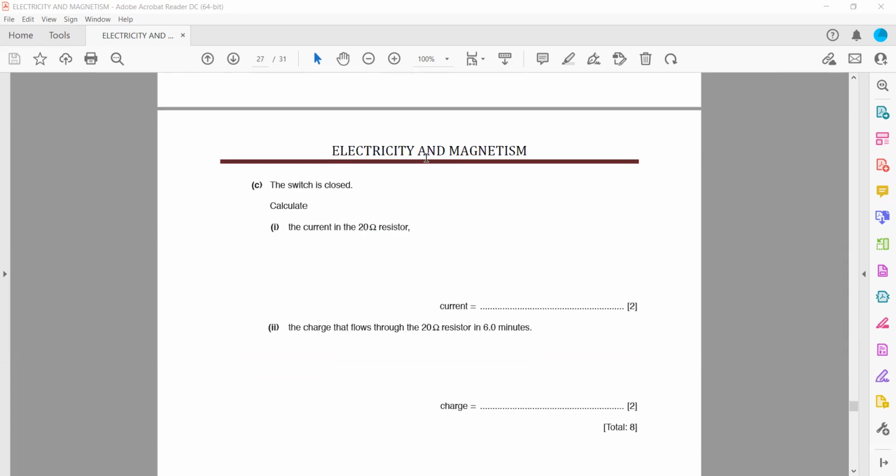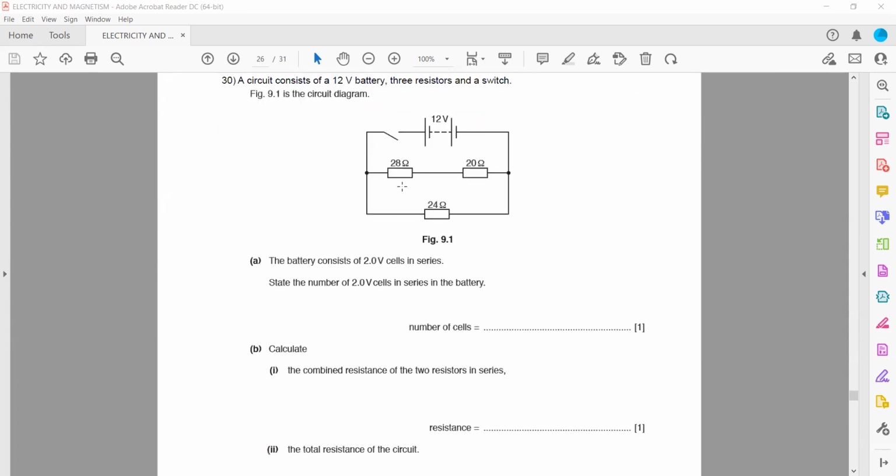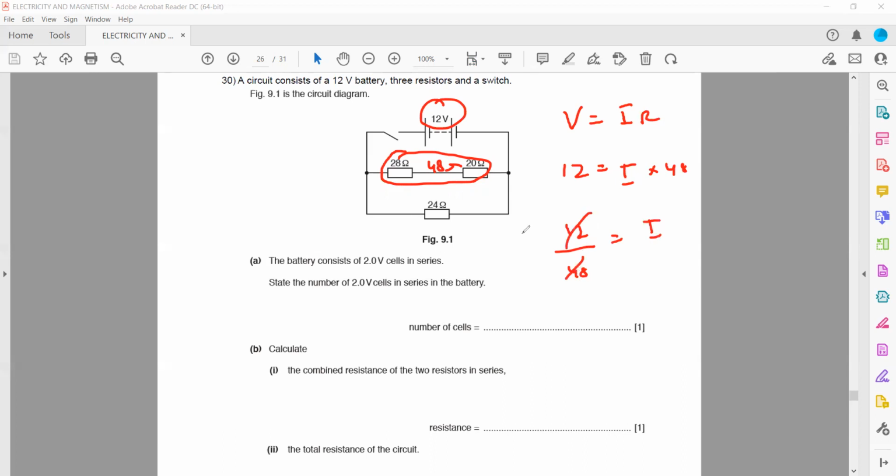The switch is closed. Calculate the current in the 20 ohm. So we want to calculate the current in the 20 ohm. Look, they are in series. The total voltage is 12 and the total resistance is 48. So we know the voltage, we know the resistance, so we can use the formula V equals IR. So V is equal to 12, I is the current and the total resistance is 48. So 48 is multiplied on one side, on the other side it will be divided. So it will be 12 divided by 48, which is 1/4, or equal to 0.25. So 0.25 ampere is the total current, as they are in series, so the same current will flow through each of these two resistors.